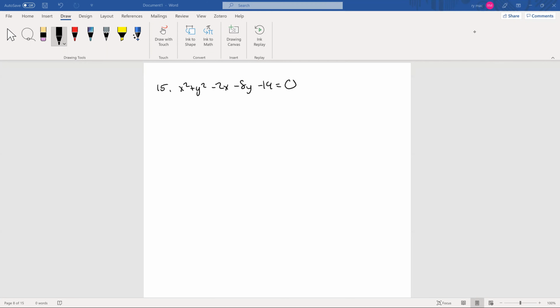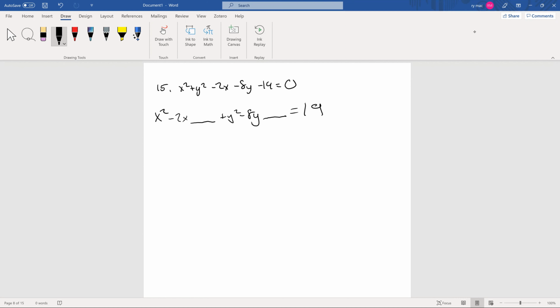The first thing is they want the equation in standard form. So I'm going to rewrite this a little bit and get my x's closer together. x squared minus 2x, and I'm going to leave a blank spot, plus y squared minus 8y, another blank spot. And then I'm going to move over the 19.